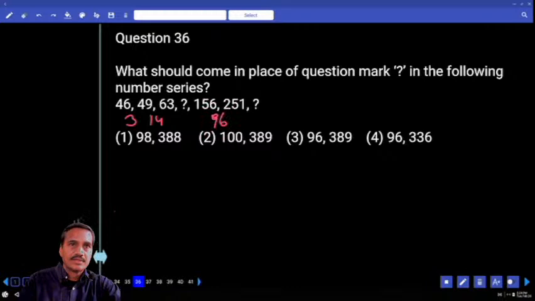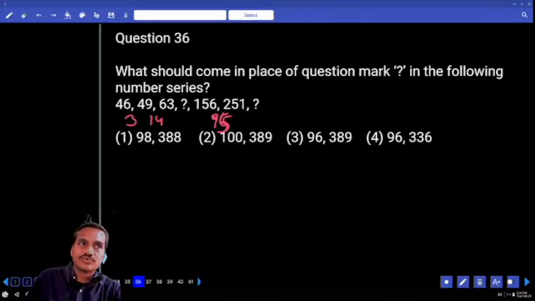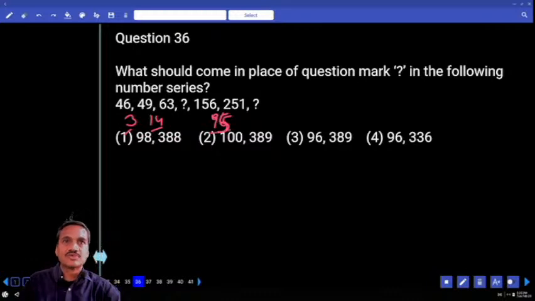Now 3, 14, 95 are the differences we have. And 3, 14, 95, then what should be the next one? Between 3 and 14, the difference is 11. Now write 3 as 2 squared minus 1. 14 can be written as 4 squared minus 2. Can we write it or not? 2 squared minus 1, 4 squared minus 2. This is 10 squared minus 5.